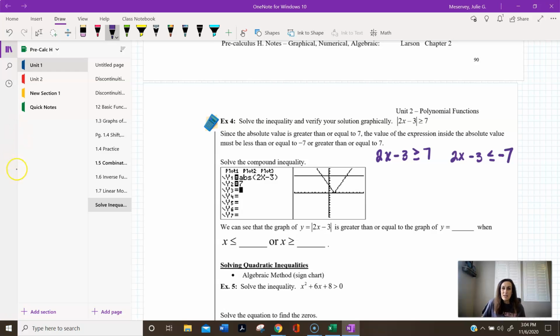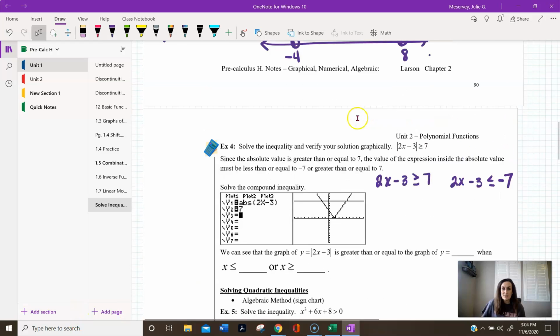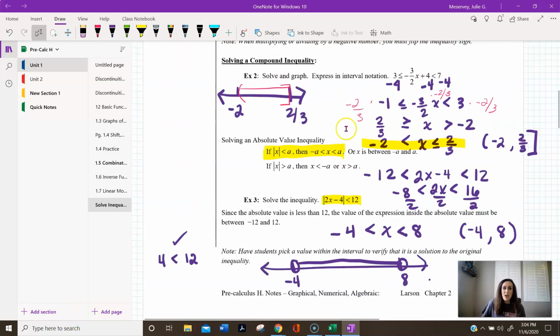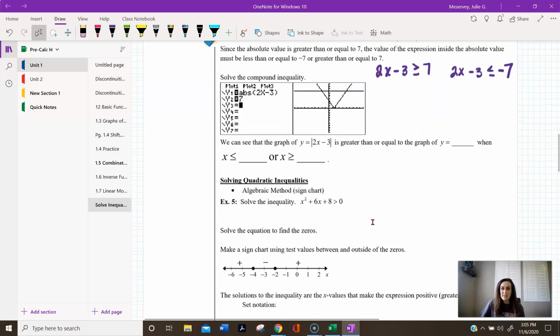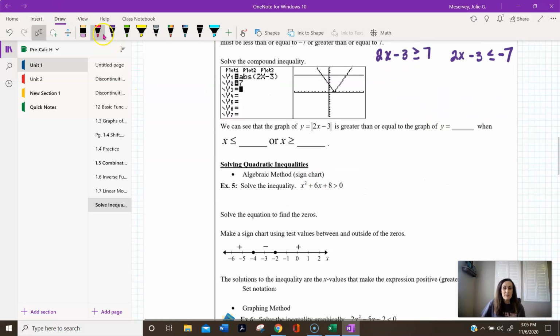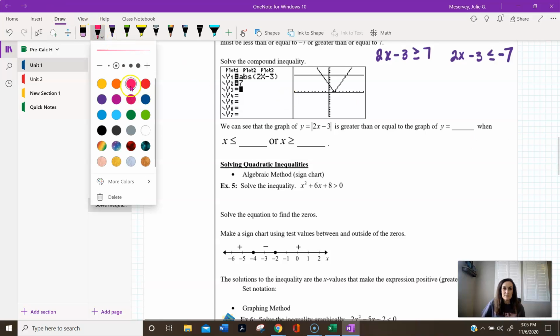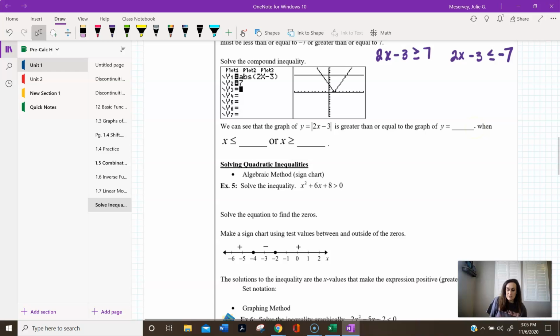If I scroll up, we are looking at this definition right here. And we end up with an or problem. So let's come back and look at this. I'm going to go ahead and put the word or in the middle. So this is one or the other. Okay, so let's go ahead and solve algebraically.